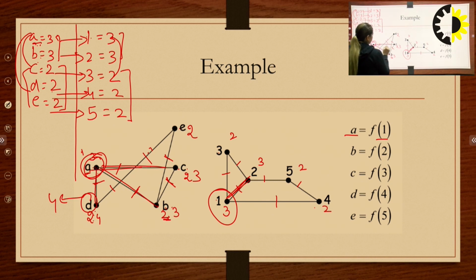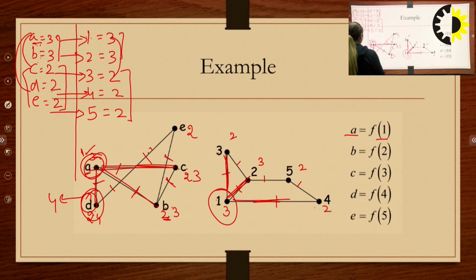Yes, 1 should be connected to 2. A is connected to C. A is 1, C is 3. There should be an edge between 1 and 3. 1 and 3, there is an edge. See here. Right? That means it is okay. This combination is okay. Similarly, come to D now. Check this for all the vertices.